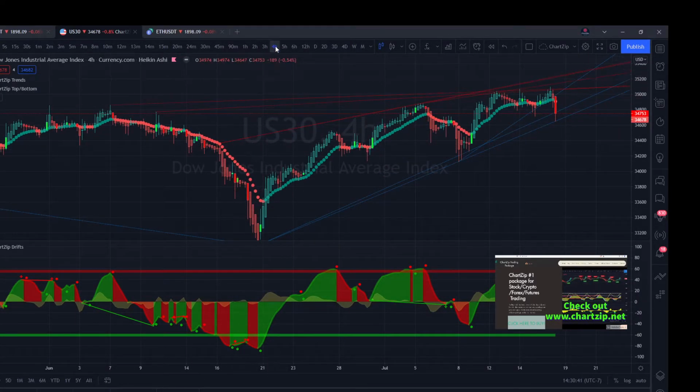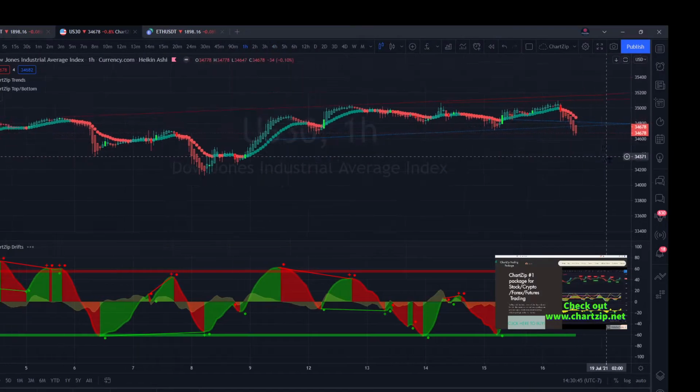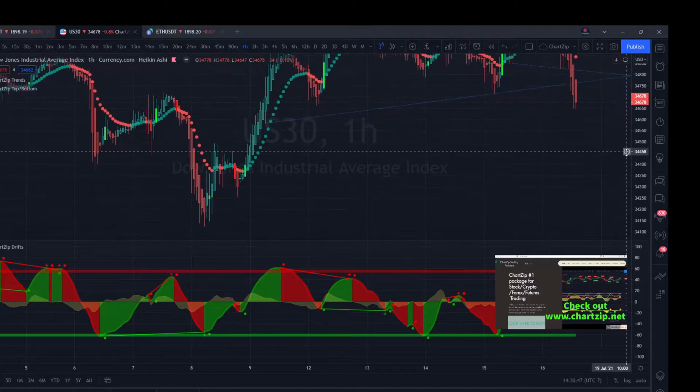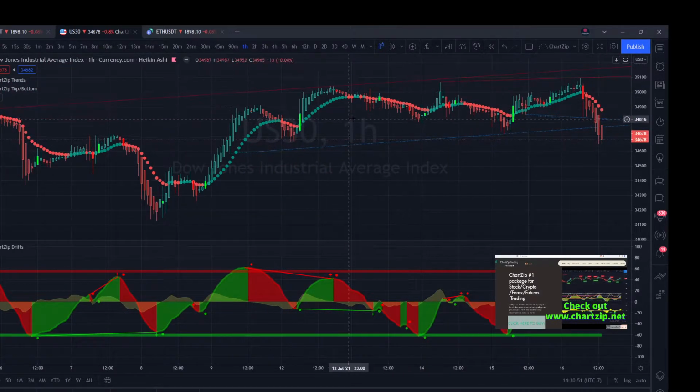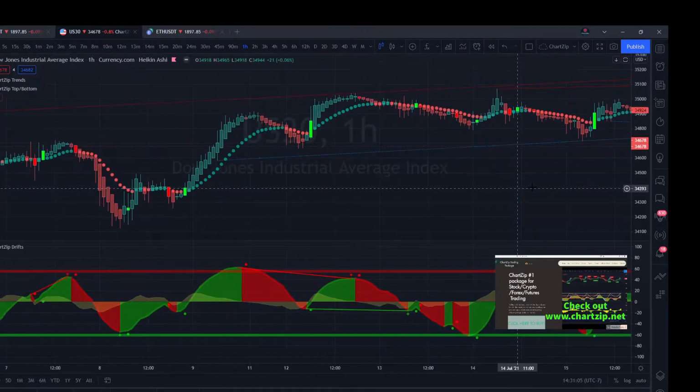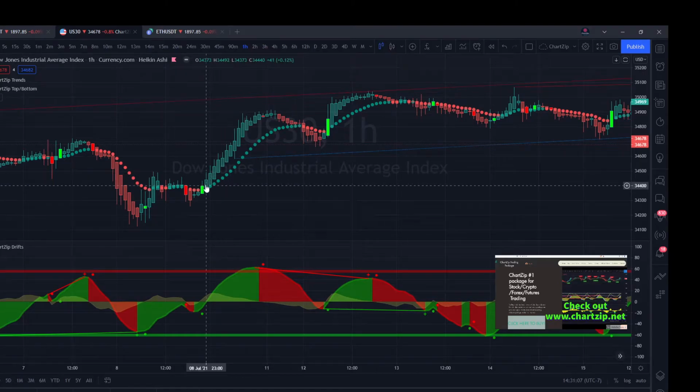So I usually check the 4 hour, and then I go on the hourly to get a good price move because it's really good on the hourly. I usually look for bearish and bullish divergences using ChartZip Drifts. So here's a good example of a bearish divergence. This hump created a lower low than the last hump, so I would have shorted right here.